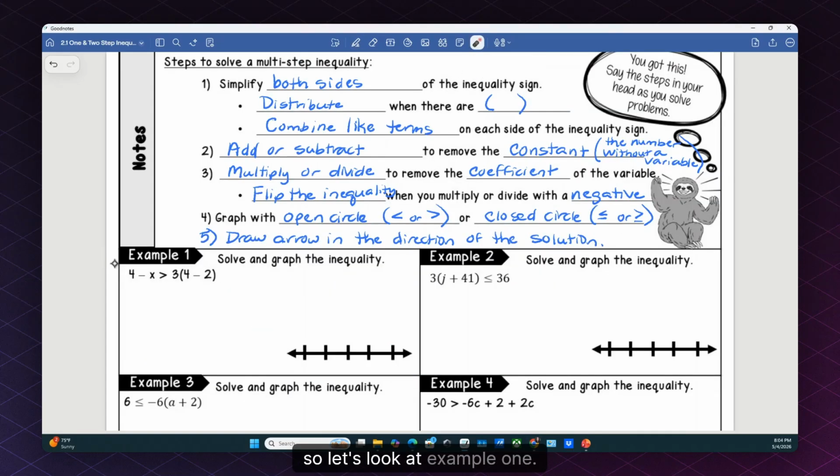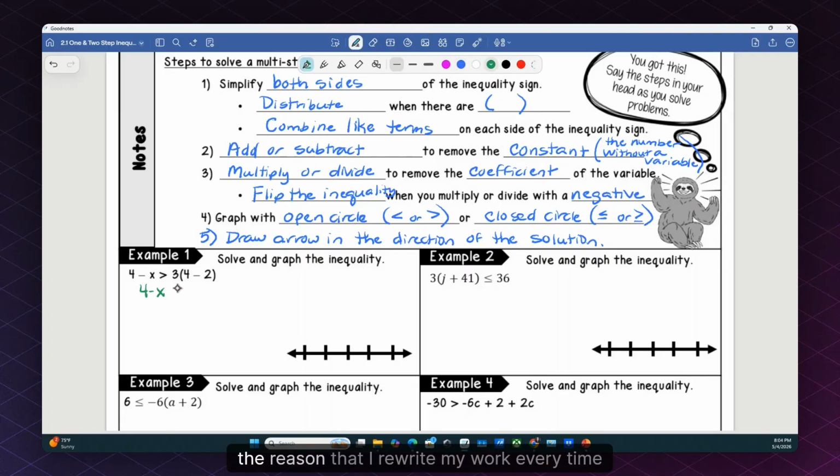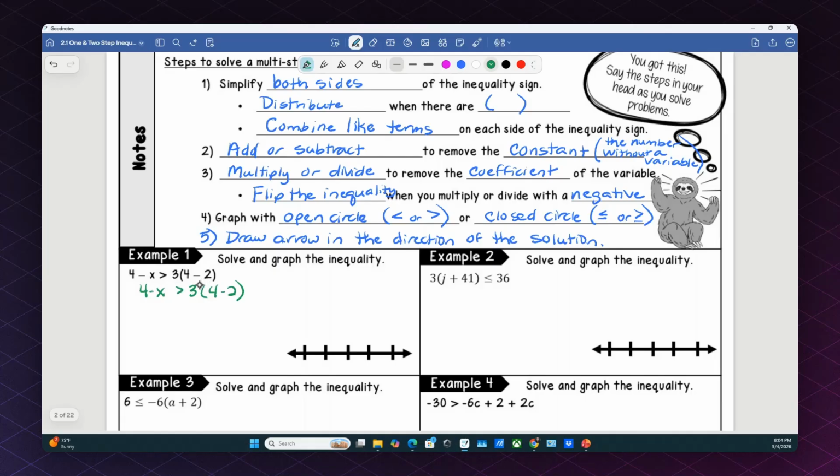Okay, so let's look at example 1. And so I'm just going to kind of survey this, and I see that I do have some parentheses so that I know I'm going to have some distribution to start off with. So let me just go ahead and rewrite my inequality. The reason that I rewrite my work every time is because it's giving me a chance to survey everything and to kind of see every component of it. So it is an organizational strategy that I personally use and I think is helpful to use.